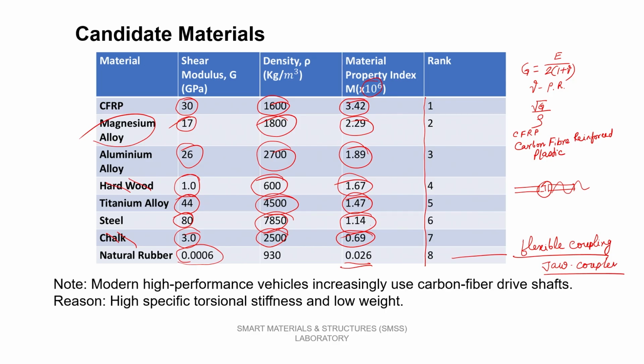So, I will keep natural rubber, though it is not used as a candidate material for such a case. I will also not keep magnesium alloy, again for the same reason: for the shaft, magnesium alloy has a lot of wear and tear problems. So, it is not good for a shaft type of system.